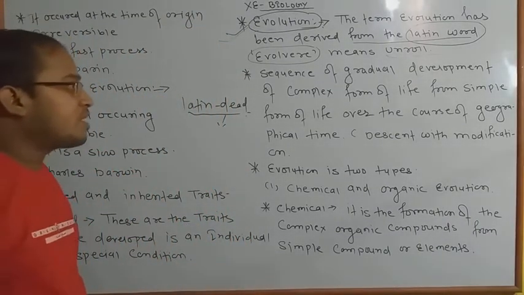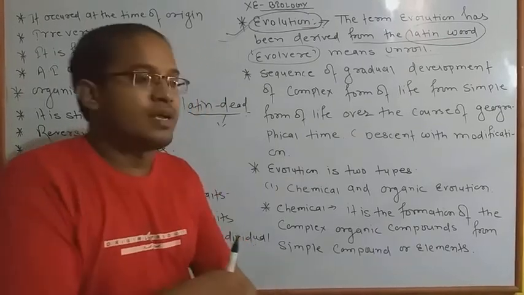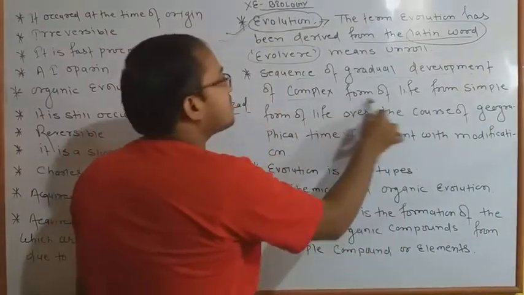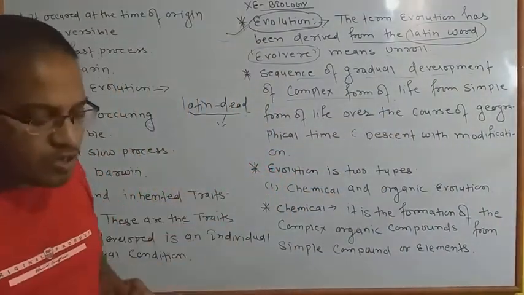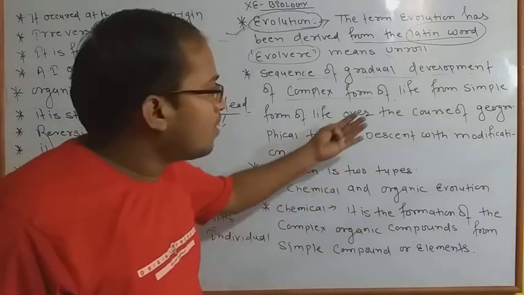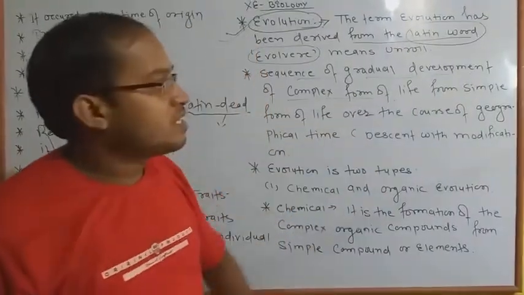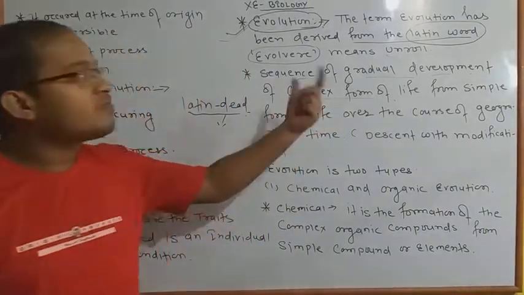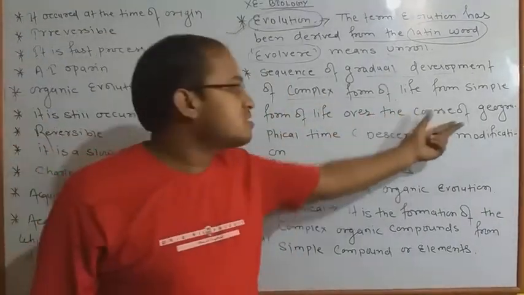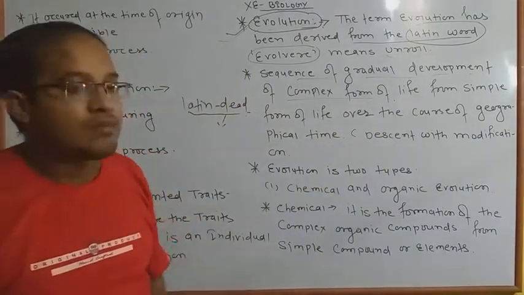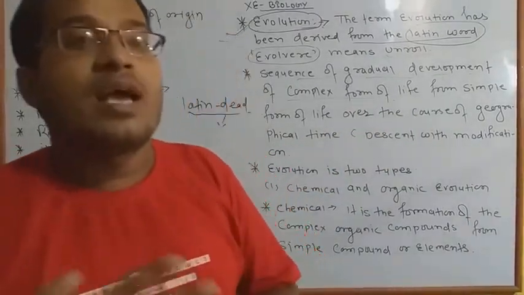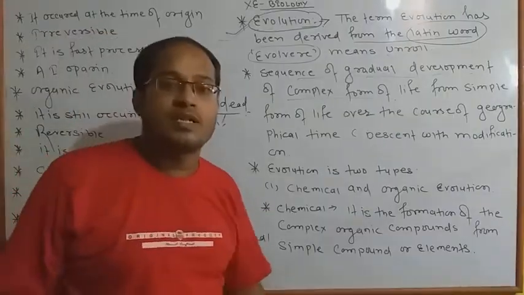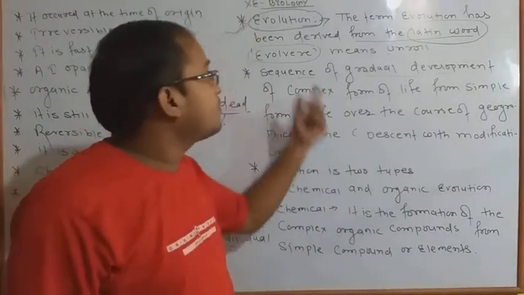So apart from that, we have to also understand by taking an example of the sequence of gradual development of complex forms. Complex form मतलब धीरे धीरे जो बॉडी ऑर्गन्स थे वो कॉम्प्लेक्स फॉर्म में बनने लगे ऑफ लाइफ फॉर्म्स फ्रॉम सिंपल फॉर्म ऑफ लाइफ. जो हमारे सिंपल फॉर्म ऑफ लाइफ थे उनके बेसिस पे वो कॉम्प्लेक्स फॉर्म ऑफ लाइफ में चेंज होने लगे ओवर द कोर्सेस ऑफ जियोग्राफिकल टाइम. जैसा जैसा जियोग्राफिकल टाइम पास होते गया, हमारे जो इवोल्यूशन थे, जो चेंजेस थे, वो धीरे धीरे हमारे बॉडी में देखने को मिला. सो दैट इज द इंपॉर्टेंट पार्ट ऑफ इवोल्यूशन.